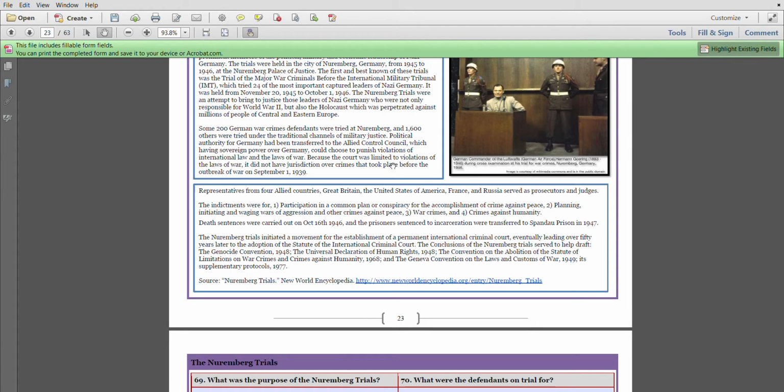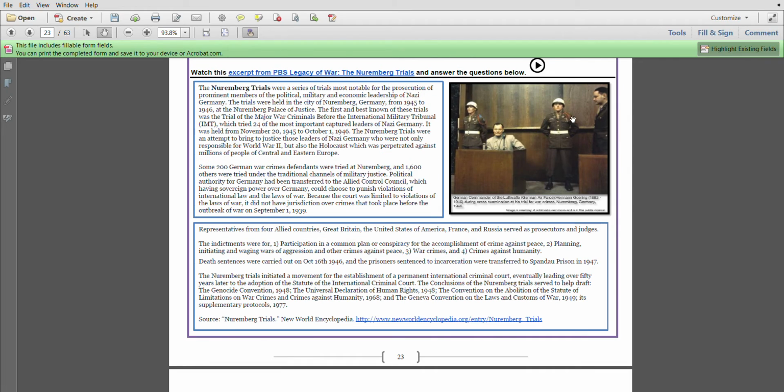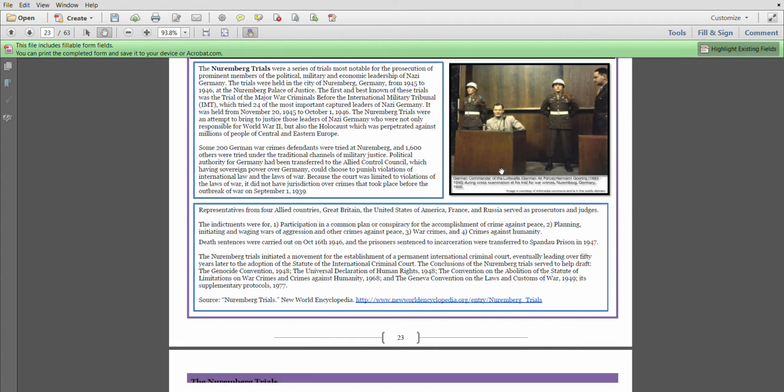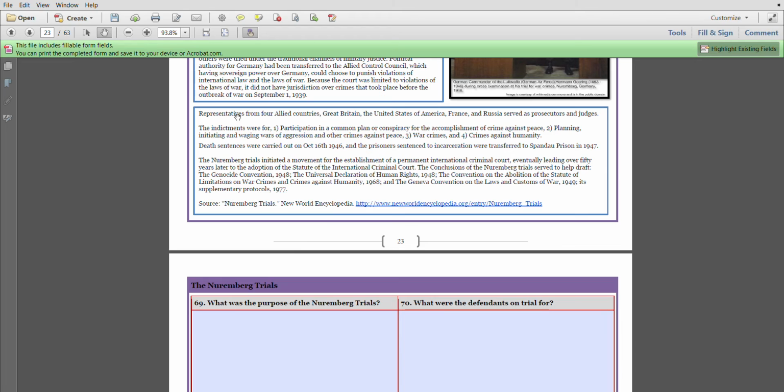Because the court was limited to violations of the laws of war, it did not have jurisdiction over crimes that took place before the outbreak of war on September 1st, 1939. Here you see a picture of the trials taking place. Representatives from four Allied countries, Great Britain, the United States of America, France, and Russia, served as prosecutors and judges.